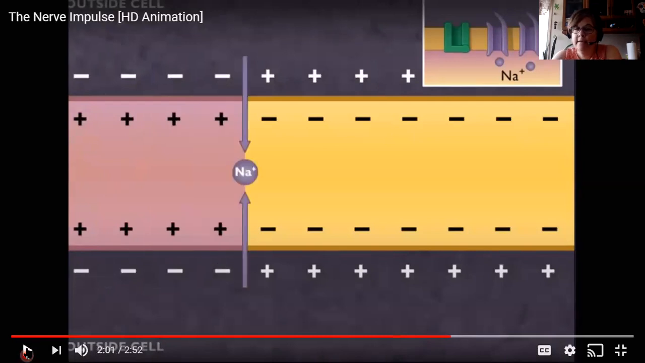Okay, so that's the wave of depolarization. So when one region has that depolarization, it spreads to the next. Again, thinking about that as a wave, as you're going to see again.